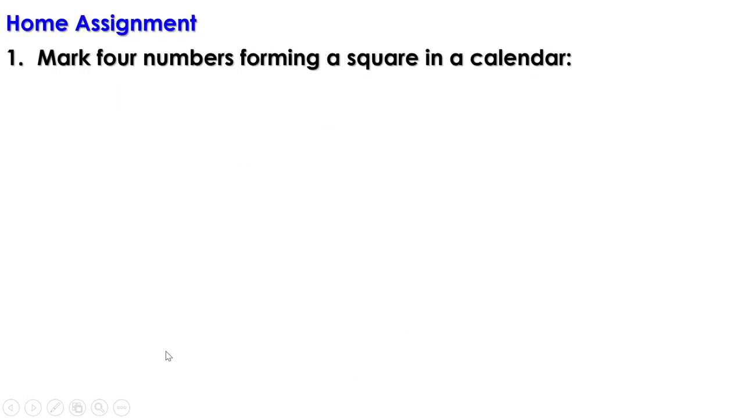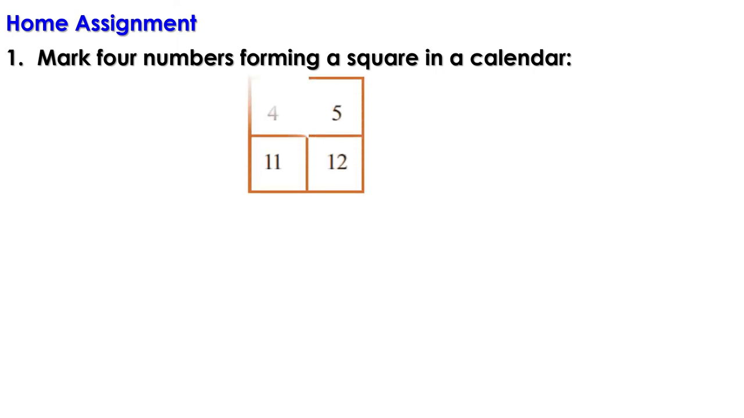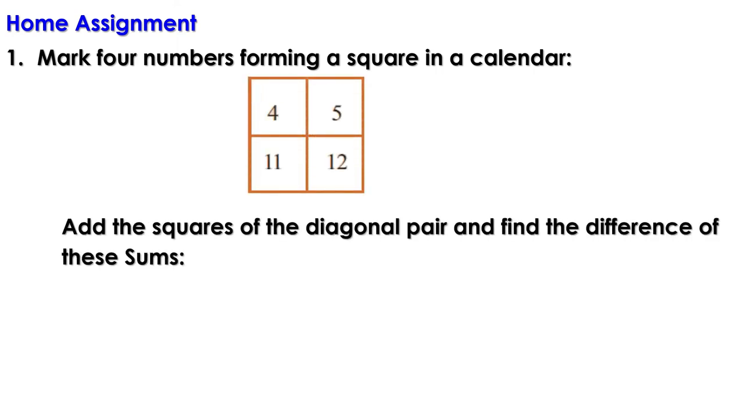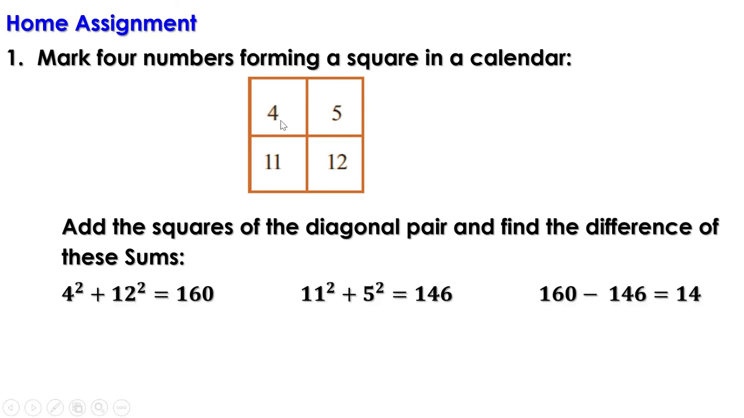Now a homework. Mark 4 numbers forming a square in a calendar, like this. Add the squares of the diagonal pair and find the difference of these sums. 4 square plus 12 square is 160. 11 square plus 5 square is 146. And 160 minus 146 is 14.